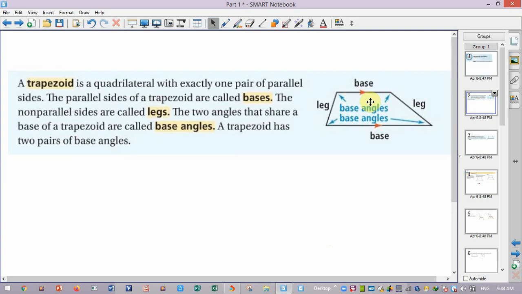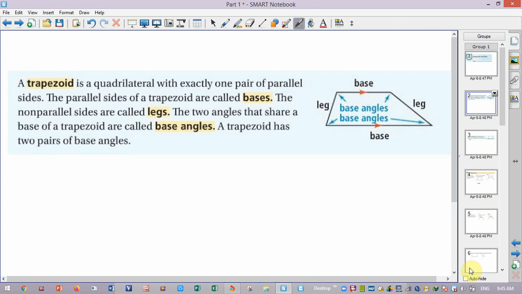A trapezoid is a quad, or quadrilateral, which means 4 sides. And exactly one pair of parallel sides. Only one pair, not each opposite. No, only one pair of parallel sides. It's called a base.